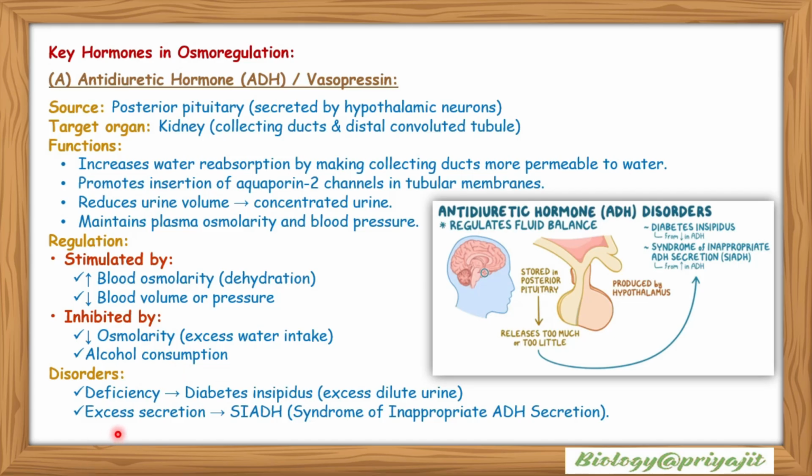Disorders: deficiency of ADH hormone causes diabetes insipidus, and it results in excessive dilute urine. Excess secretion of ADH causes SIADH or syndrome of inappropriate ADH secretion.